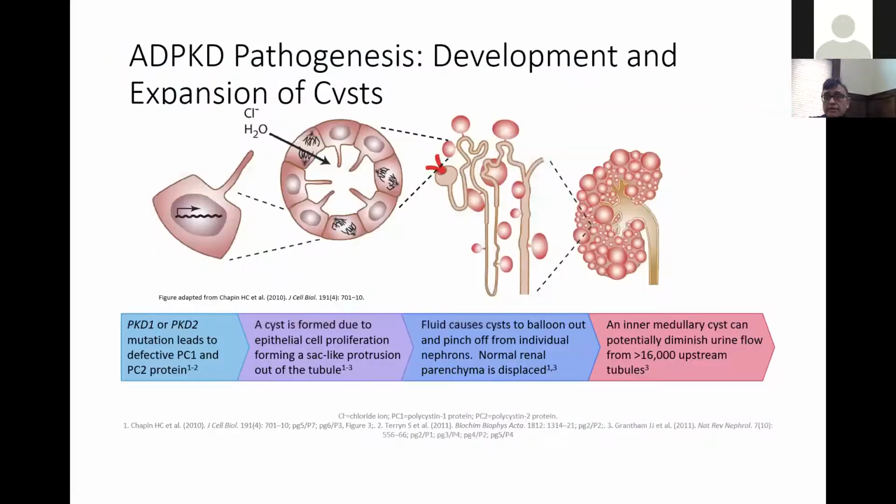Now, what is the pathogenesis and development of PKD, or polycystic kidney disease? Mutation leads to a defect in PC1, PC2, then cyst formation due to epithelial cell proliferation. Fluid causes the cyst to balloon out and pinch off from an individual nephron. Normal renal parenchyma is displaced, and you see multiple cysts in the kidney.